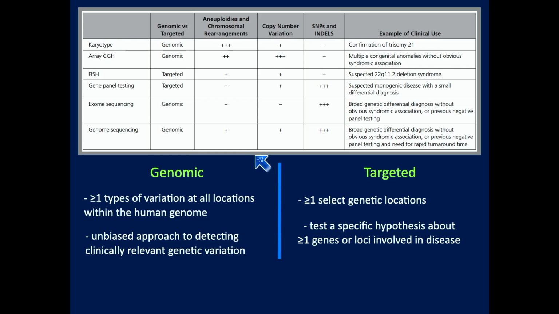For example, if you have a baby with an AV septal defect where every other part of that ultrasound screams Down syndrome, you probably don't need to do exome sequencing. Your karyotype will be sufficient. So, based on your desire to pick up aneuploidies, rearrangements, copy number variants, or single nucleotide substitutions, insertions, and deletions, you need to pick your test accurately. As I said, obviously, there's some overlap between the two.